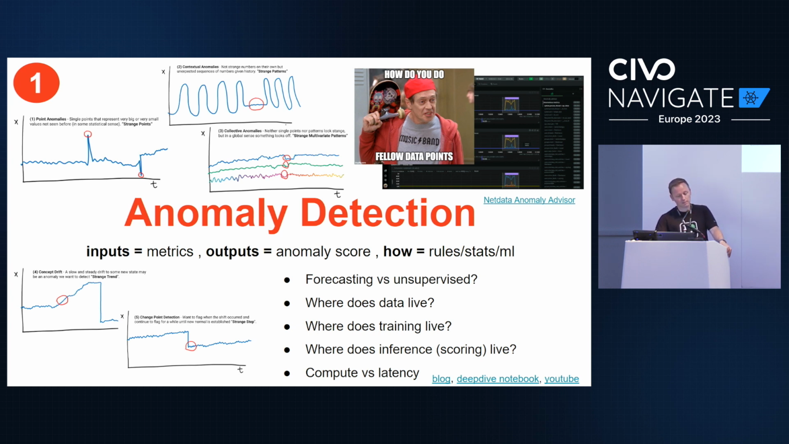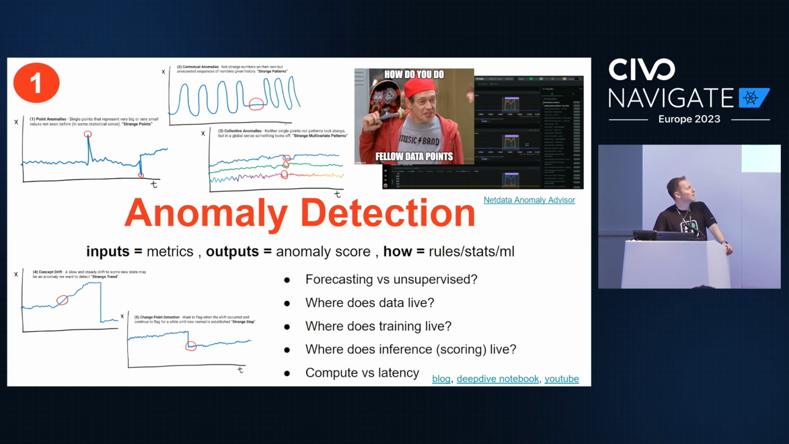So the inputs here in this particular example are your metrics. The output is an anomaly score at each time step. So some score that measures how strange or how anomalous something might be. And then how you do it, there are 3 main ways. You can use rules, you can use stats, like z-scores and things like that, or you can use ML, which is what we use at Netdata. And there are some examples of different types of anomalies. We're not just talking about strange outlier points. There are all different ways that your metrics can be anomalous, and there are some examples there.